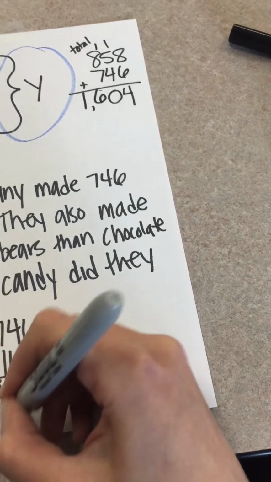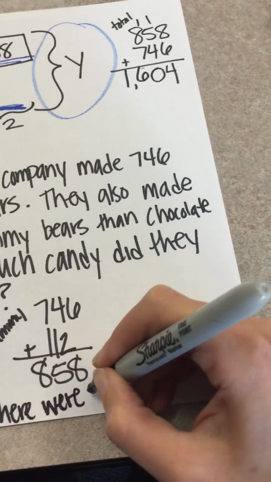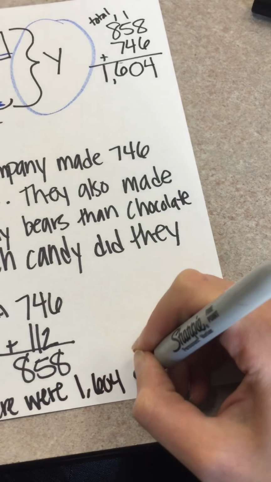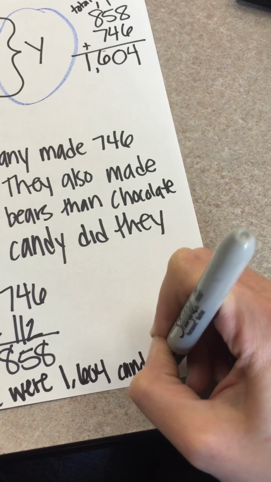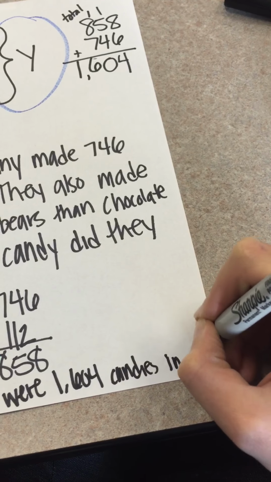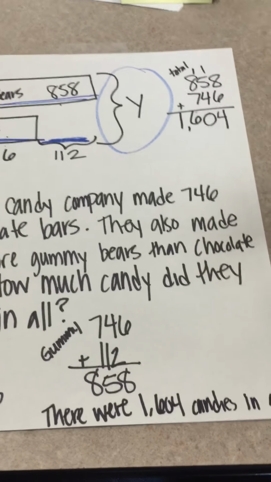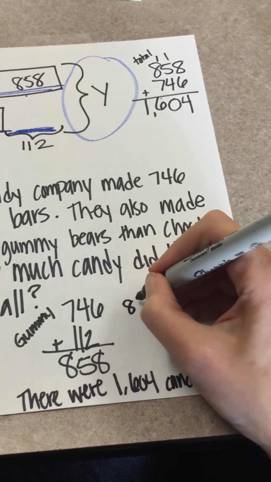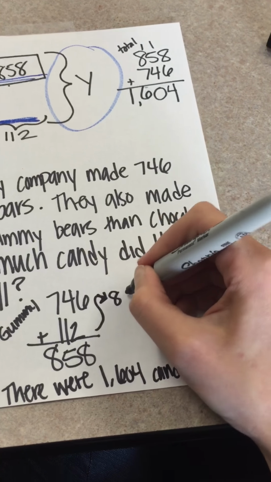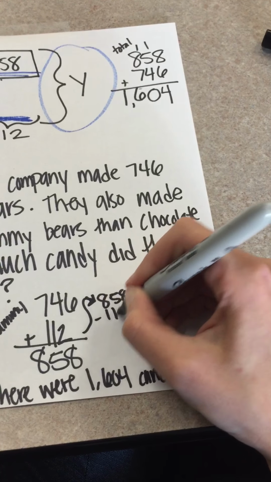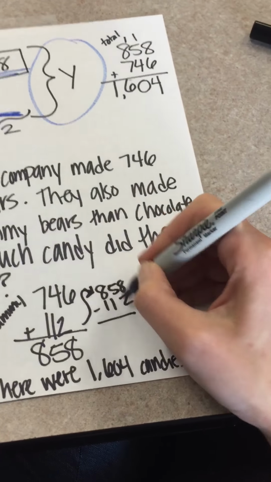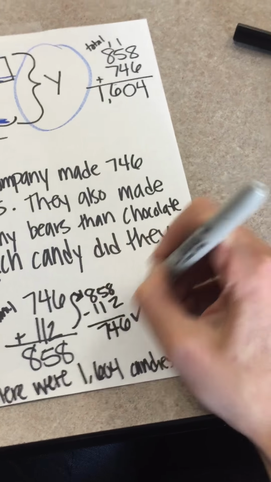There were 1,604 candies in all. I also want to check it. Yeah, I want to make sure my answer is right. So let me start here. I'm going to do the opposite operation for this one. 858 minus 112. I should get 746. Let's see what happens. Yep.